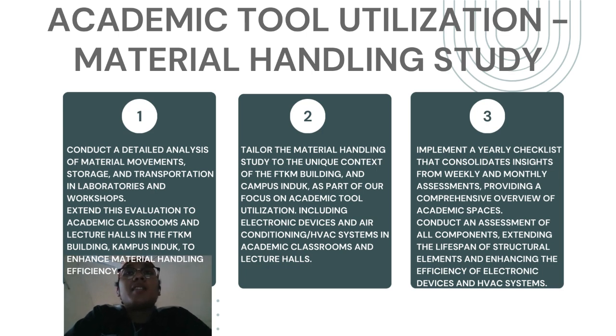For the second one, tailor the material handling study to the unique context of the FTKM building and campus indoors as part of our focus on academic tool utilization. It includes the electronic devices and air conditioning or HVAC systems in academic classrooms and lecture halls. And the last one is the implementation of a yearly checklist that consolidates insight from weekly and monthly assessments. It provides a comprehensive overview of academic spaces.